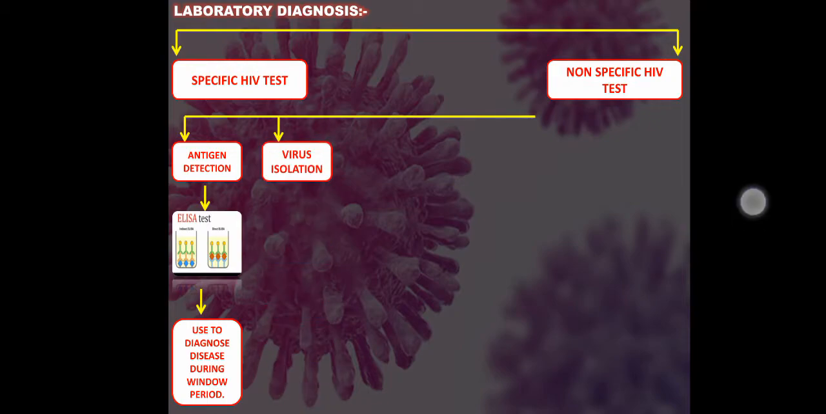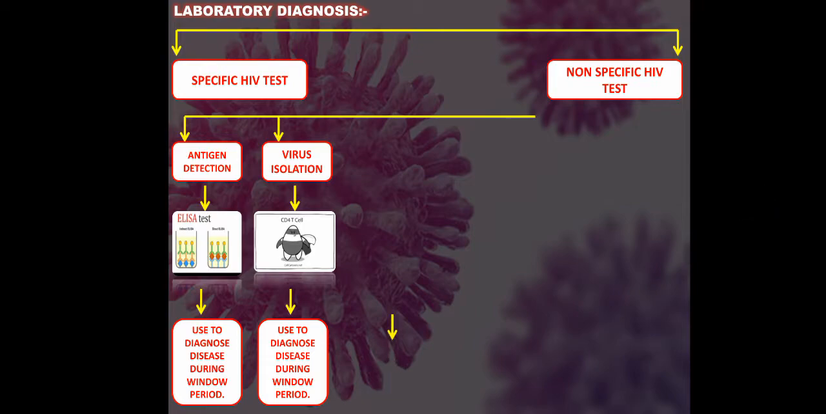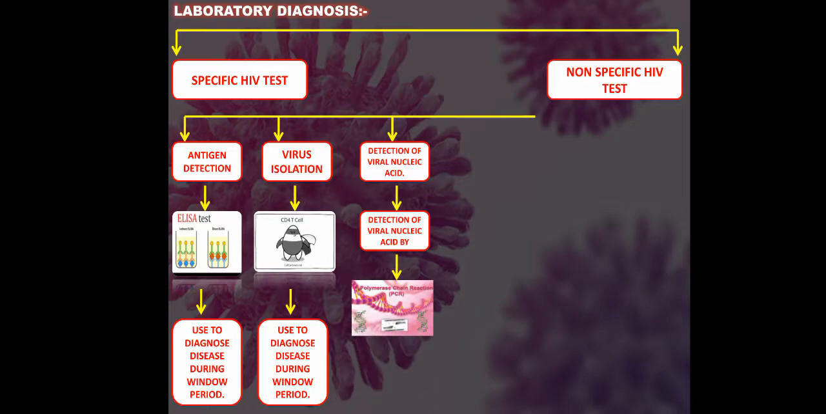The next one is virus isolation, which is done with the help of the CD4 plus T cell count, and it is again used to diagnose during the window period. The next one is the detection of viral nucleic acid, which is done with the help of the test known as PCR, that is polymerase chain reaction, and again this is the test which is used to diagnose during the window period.